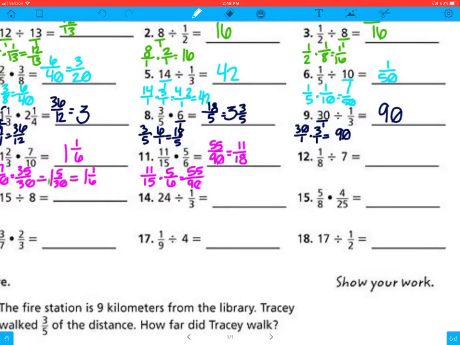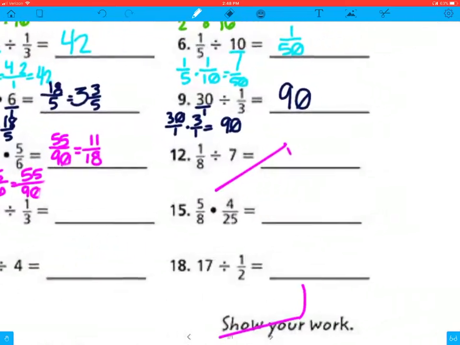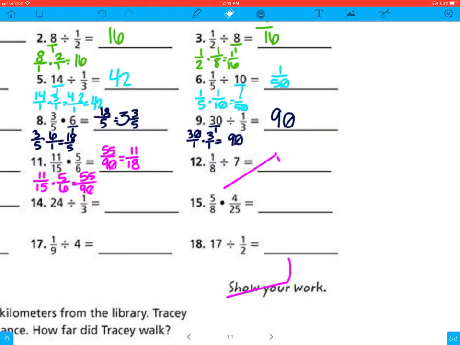Man, I just kind of deleted some of my work so I can have enough room. I end up drawing over everything. Wow, okay, so 1/8 divided by 7 is like saying 1/8 multiplied by 1/7. I multiply straight across, and I get 1 over 56. So 1/56 is my final answer.